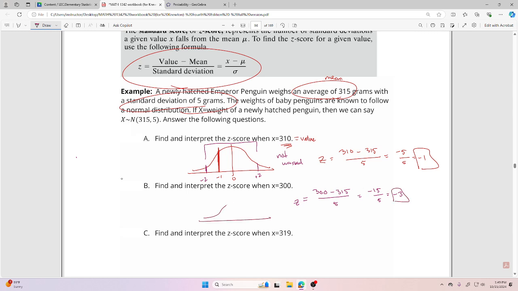Let me try to graph that here. That was the worst bell curve ever. 0, negative 1, negative 2, negative 3. Is this unusual? Yeah, this is actually called very unusual. The very is actually a key word because it's more than just 2. It's now 3. And it's very unusually small.